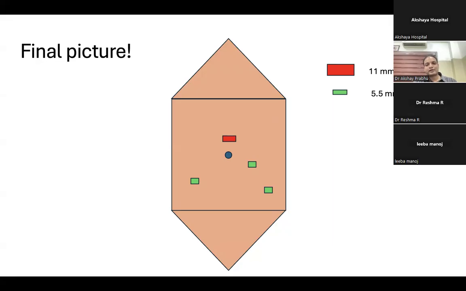My standard port position is 2 fingers above the umbilicus, which is where the central port comes. Then the leftmost accessory port site is 2 fingers above and medial to the iliac crest. It's not the ASIS. A lot of people think it's the ASIS or ask me whether it's the ASIS. It is not the ASIS. I go 2 fingers above and medial to the iliac crest.